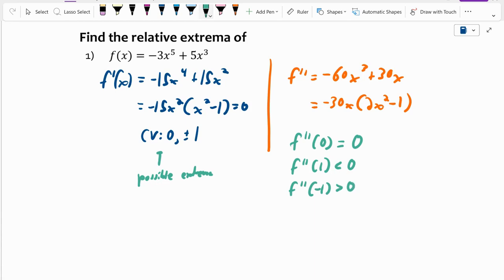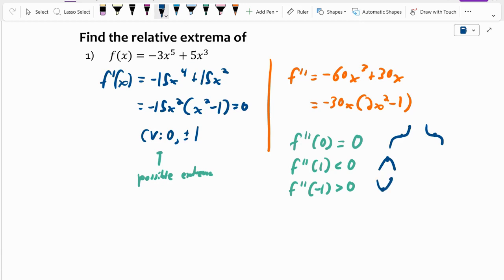Let's see if you can predict how this now tells us whether 0, 1, or negative 1 are a min or max. If f double prime of 0 is 0, that means the concavity was 0, which could only come from something that looks like this or like this. That is neither a min nor a max. If f double prime of a number is less than 0, that means the graph was concave down. And since the graph is concave down, that tells us that we have a local maximum. If the concavity is positive, that tells me we have a local minimum.